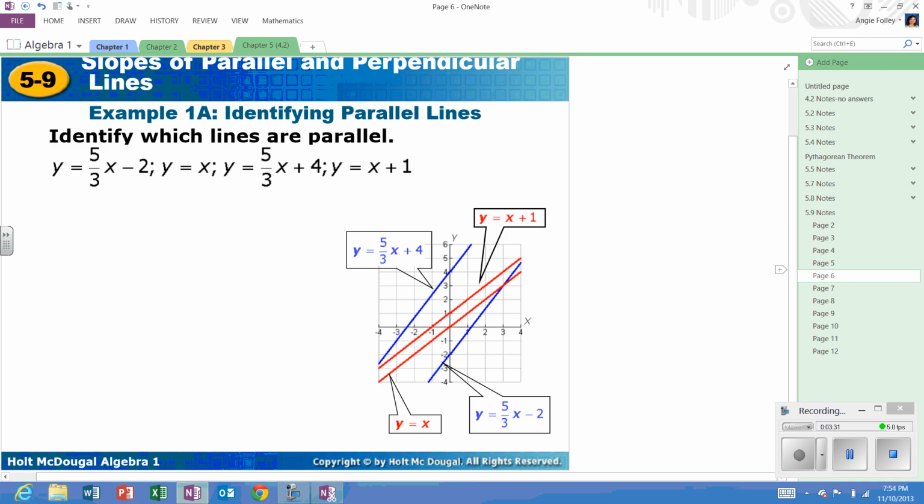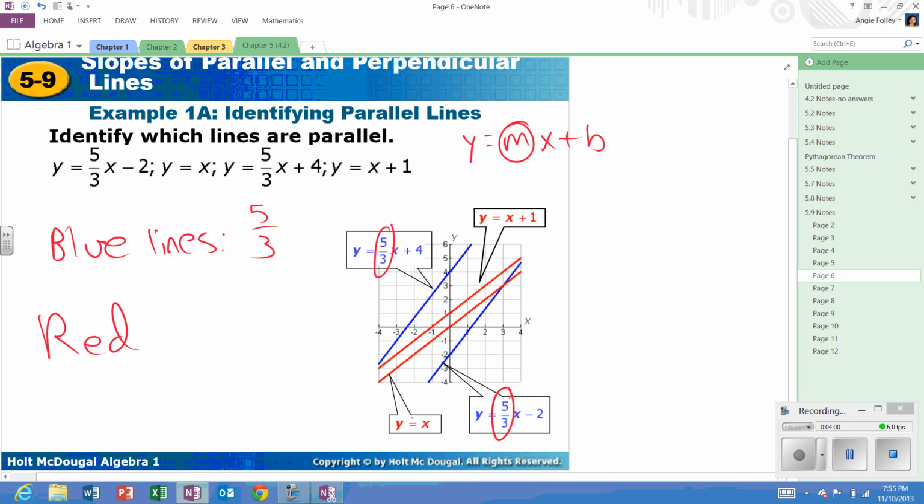Okay, so which lines in these examples are parallel? Well, we need to find ones that have the same slope. And remember, y equals mx plus b. M is our slope. So we're going to find everything that has the same m value. If we look, these two blue lines right here have the same slope of 5/3, so they are parallel. And then the red lines have a slope, even though we don't write it out, there's a 1 out in front here, so they have a slope of 1. So they are parallel to each other. Any lines that have the same slope are parallel.